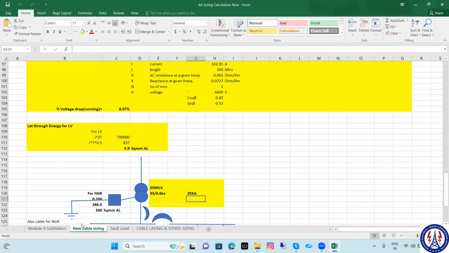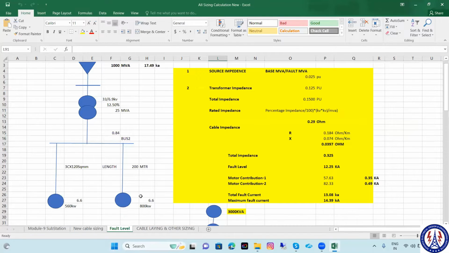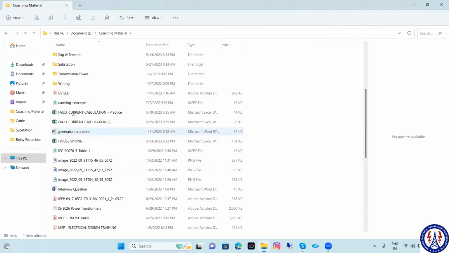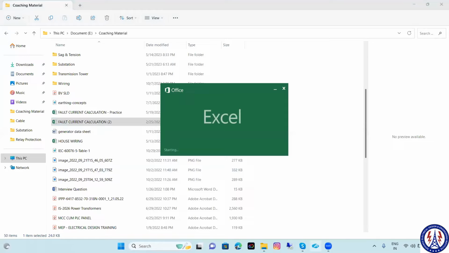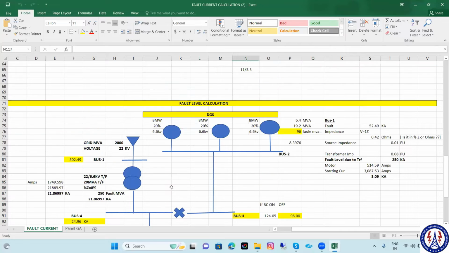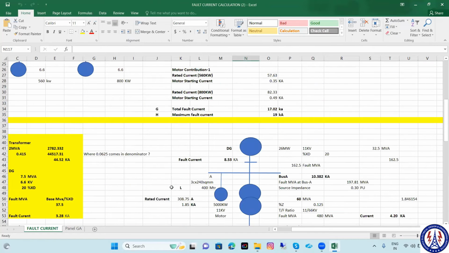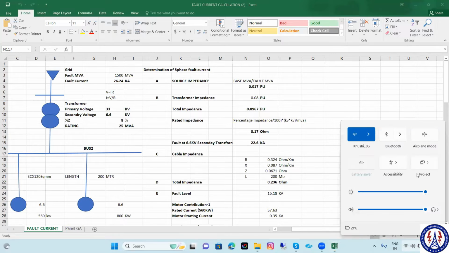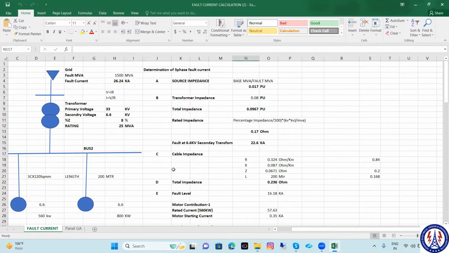So there is no question from the yesterday query, so I am starting the new thing. Excuse me, sir. I have one doubt, sir, regarding yesterday. Actually, I just went through that problem. In that case, there are two voltages, primary voltage and secondary voltage. The primary voltage is 33 kV and the secondary voltage is 6.6 kV. Is it, sir?